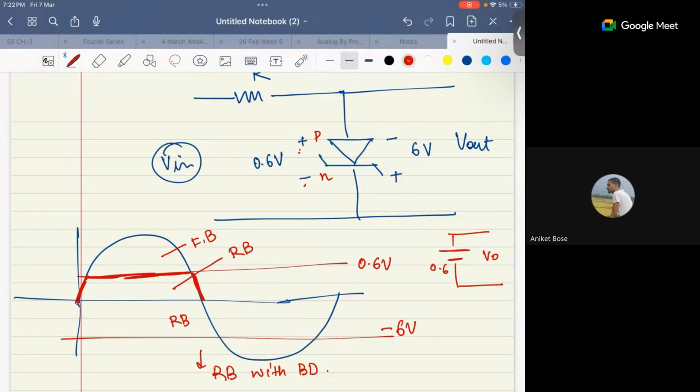Okay, I hope you're able to understand this. Is it clear? Should I explain it by drawing the circuit for each case, or is it fine?